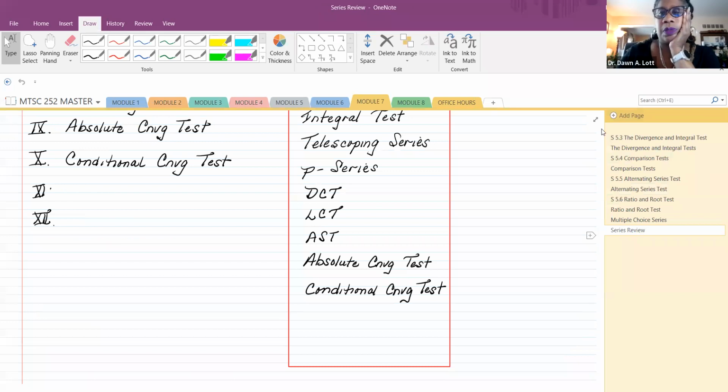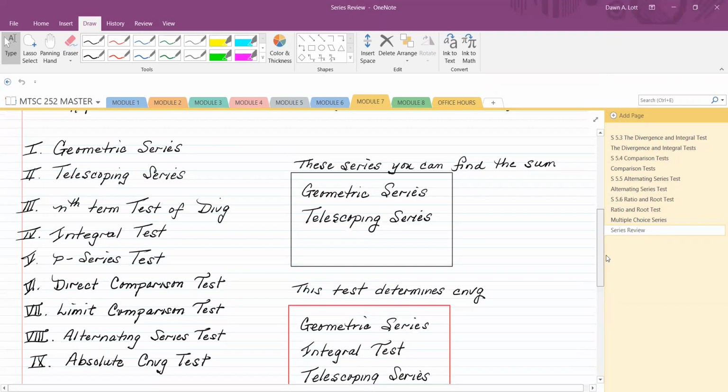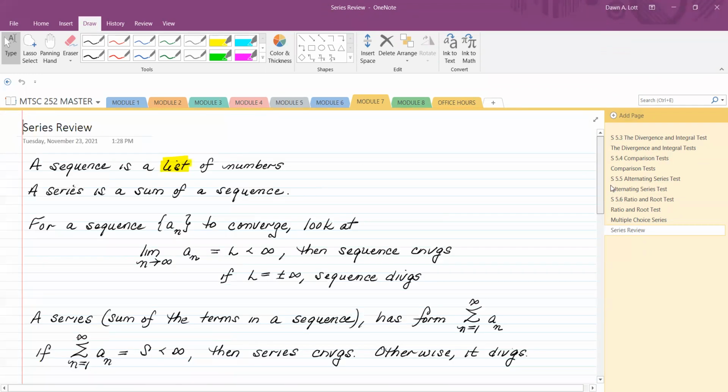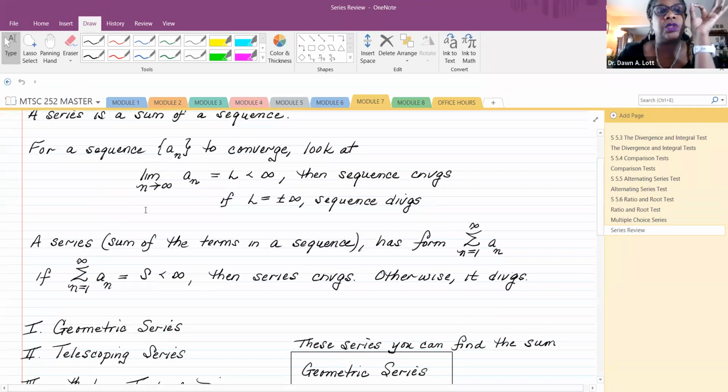Series review. Okay. So we're going to talk a little bit just quickly before we go into power series. A sequence is just a list of numbers. A series is the sum of a sequence. We talked about a sequence converging. That meant we just looked at where the numbers were actually going. So we looked at the limit of a sequence, and then we went on to look at the sum of a series.